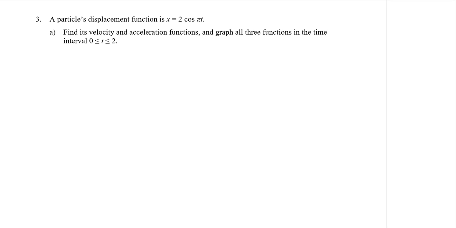Okay, so you have now learned to differentiate lots of different things. So that could mean at any time you would have to differentiate trig functions or exponentials or normal things. Okay? So here is one that brings trigonometry into it. A particle's displacement is x equals 2 cos pi t. Find its velocity and acceleration.